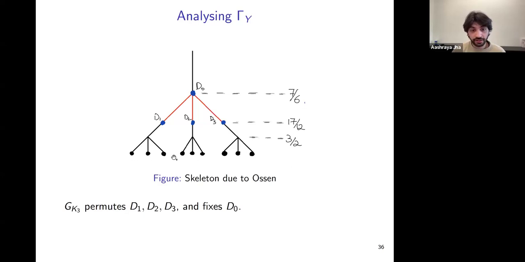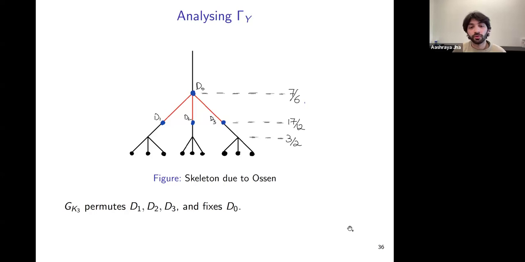The points at the bottom here correspond to the roots of phi. Because the Galois group permutes these 9 points, it also permutes these 3 points, D1, D2, D3. But due to where D0 lies, it doesn't permute that. That remains fixed, because you can imagine this one going here, so that would send D1 to D2, but D0 just stays fixed.